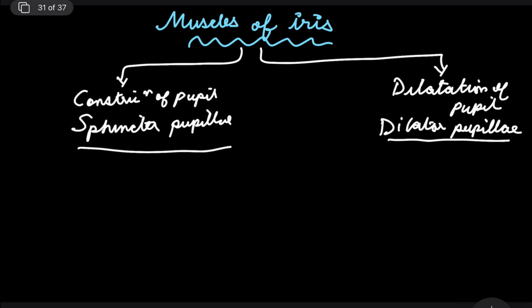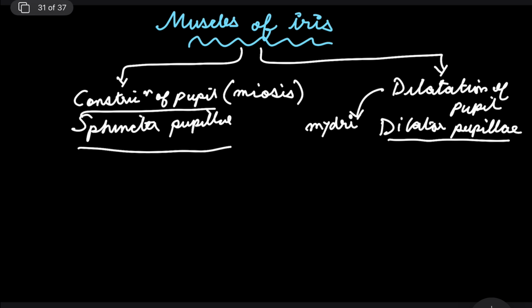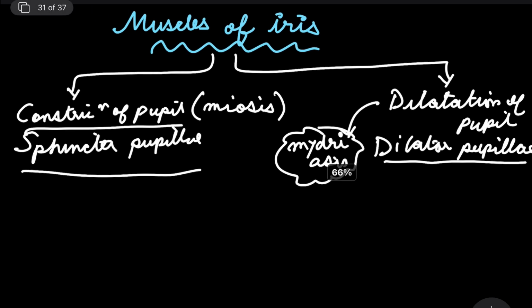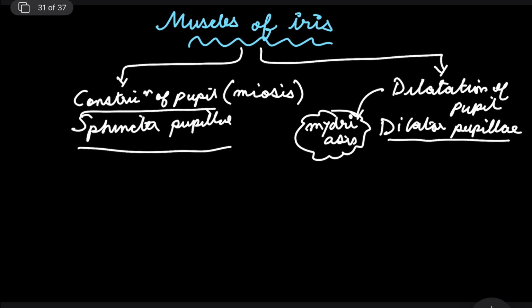So obviously pupillae means something to do with the pupil, and yes, that is what they're doing. They're actually altering the size of the pupil. And sphincter means it's acting as a sphincter, so it's constricting. So it is leading to constriction of the pupil. Constriction of the pupil has been given a special name. It is called miosis. Just like that, dilatation of the pupil has been given a different name, that is called mydriasis. So sphincter pupillae and dilator pupillae, these are the two muscles of the iris.